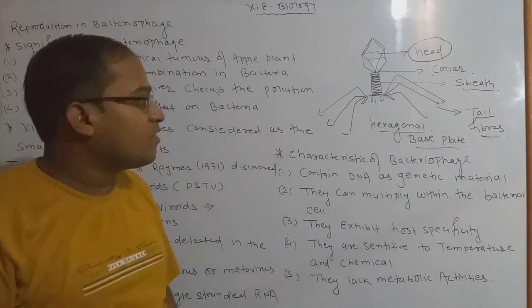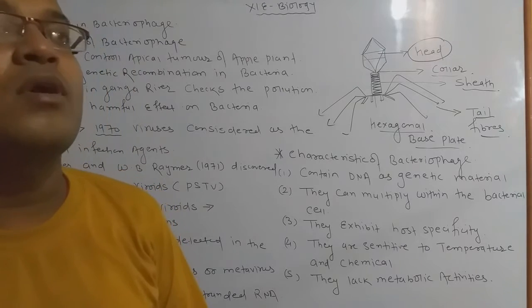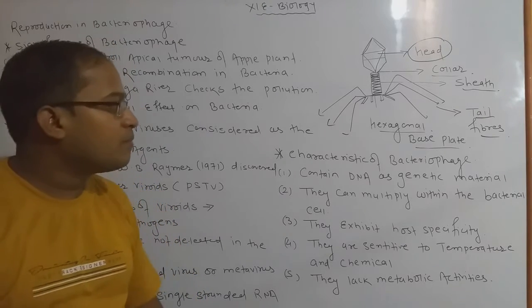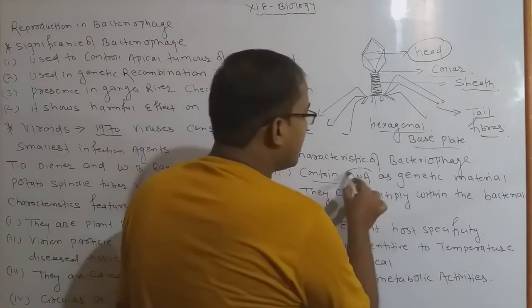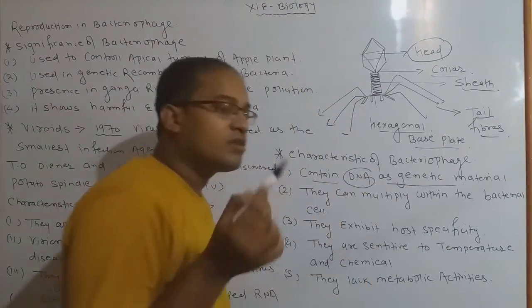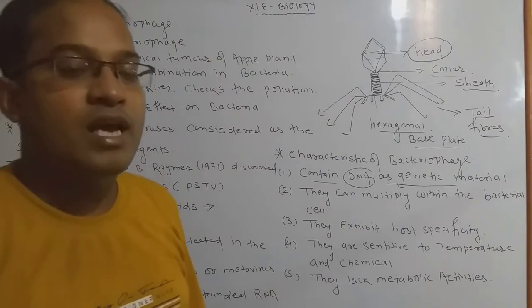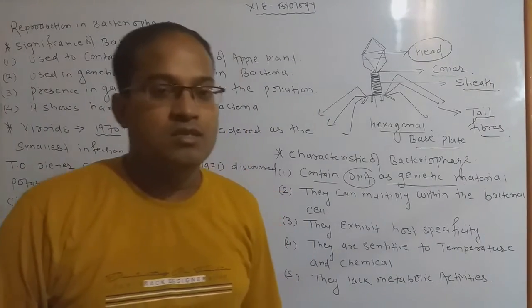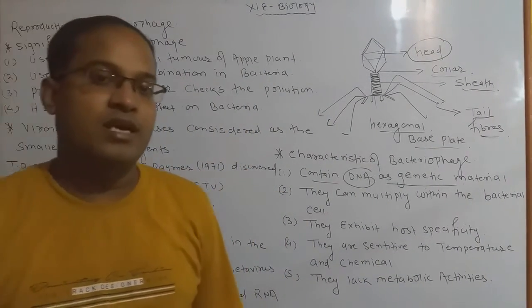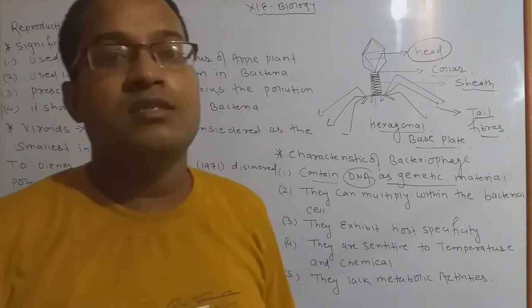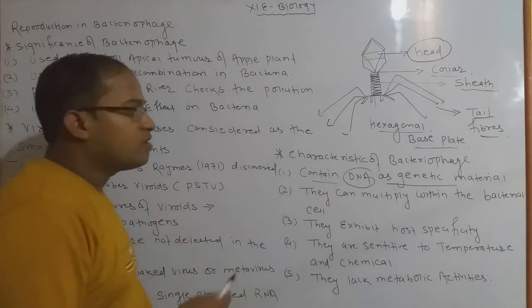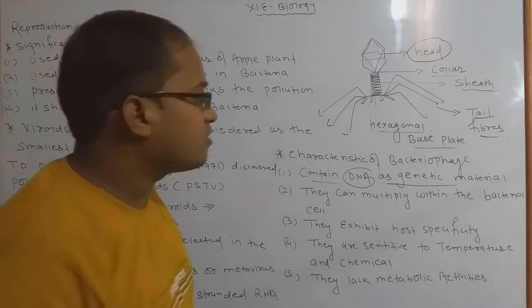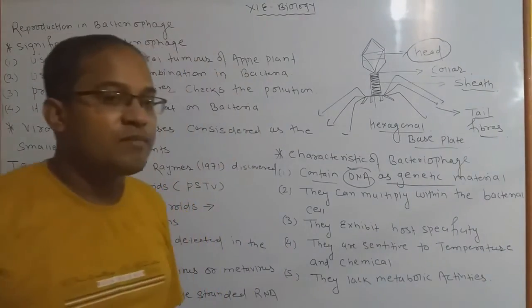Apart from that, we have to discuss the most important characteristics of bacteriophage. So the first one is that bacteriophage generally contains DNA as a genetic material. As we know, viruses contain DNA or RNA as genetic material. In plants they contain RNA, and in animals they contain DNA. So the most important point is that bacteriophage has DNA as its genetic material.